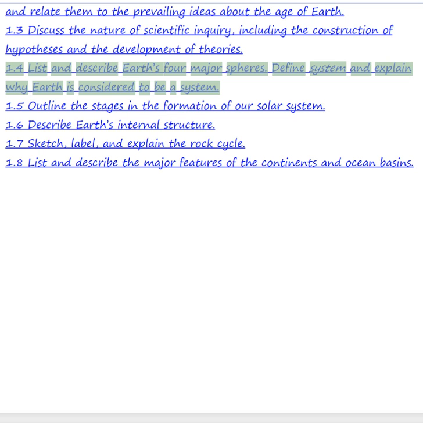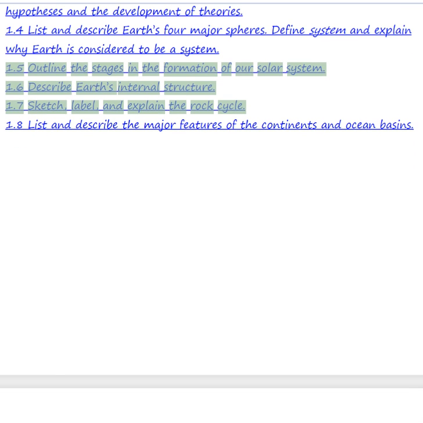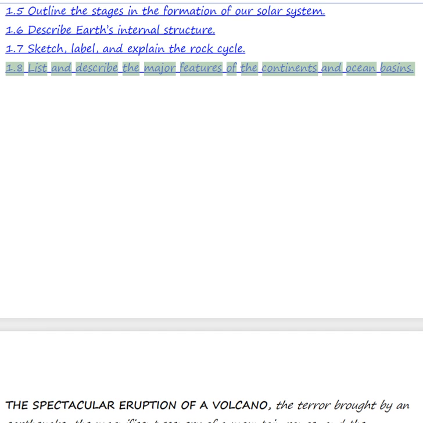1.4 List and describe Earth's four major spheres. Define system and explain why Earth is considered to be a system. 1.5 Outline the stages in the formation of our solar system. 1.6 Describe Earth's internal structure. 1.7 Sketch, label, and explain the rock cycle. 1.8 List and describe the major features of the continents and ocean basins.